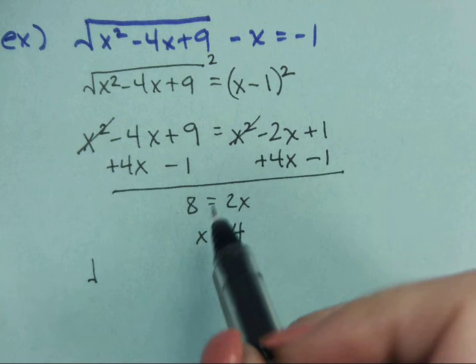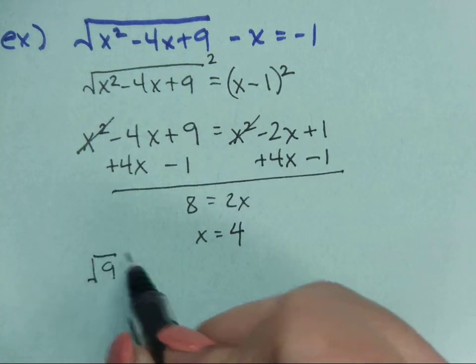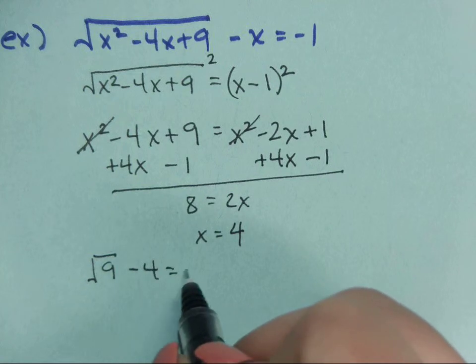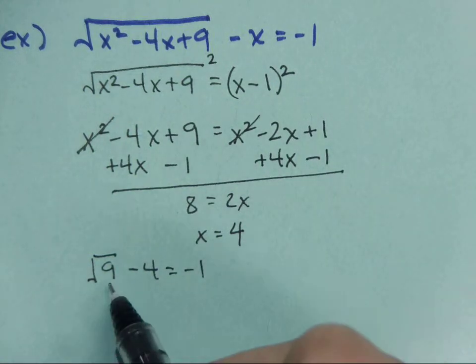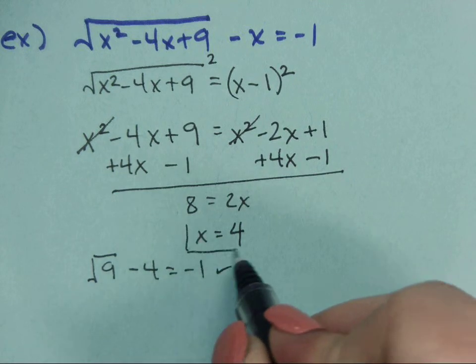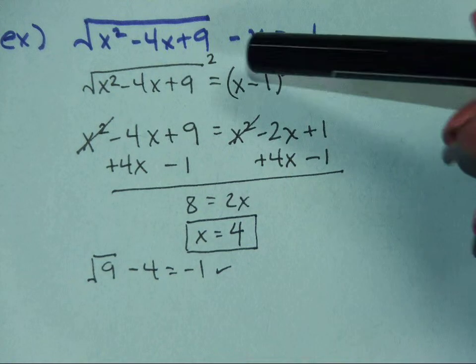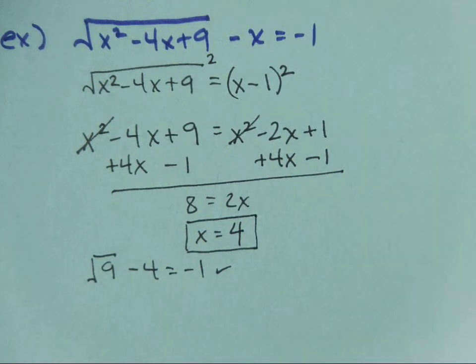All right, if I plug 4 into that x squared, I'm going to get 16 minus 16 plus 9. And so this is true. 3 minus 4 is negative 1. So even though I had a radical that was equal to a negative, because of this extra little piece right here, I still had to keep going.